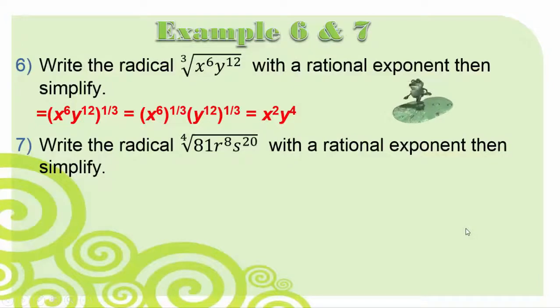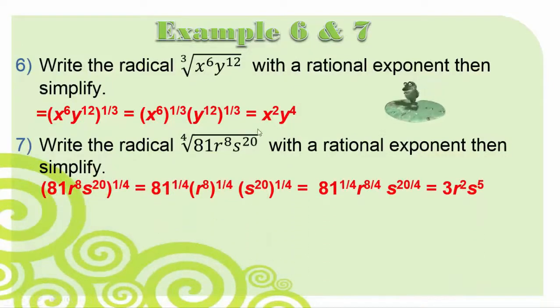We saw on the whiteboard that we took all of this because it's to the 4th root, and we put 1/4 up here. And then we have 81 to the 1/4, r to the 8th to the 1/4, s to the 20th over 1/4, and then we just multiplied it in. So we get 81 to the 1/4, r to the 8 over 4, s to the 20 over 4, and simplified that to 3r squared s to the 5th.